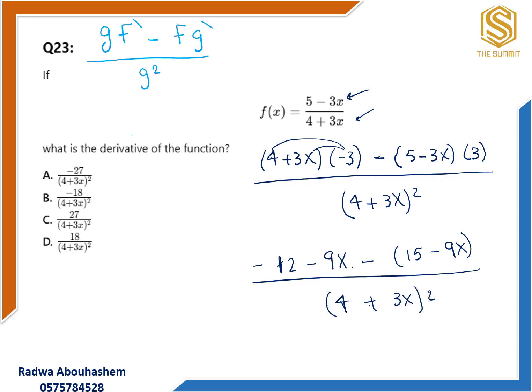Of course, minus minus would be positive here. So it would be here negative 15 plus 9x. So a negative 9x canceled with positive 9x, and I still have negative 12 minus 15. So it will be negative 27 over (4 plus 3x) all to power 2. So here's my answer.